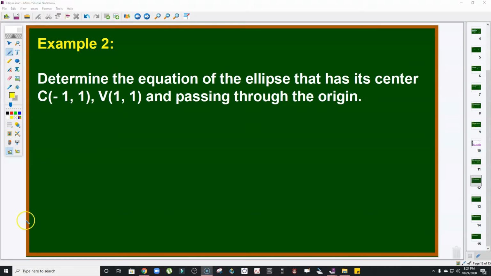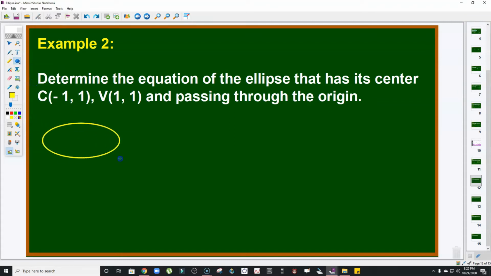Problem number 2. Determine the equation of the ellipse that has its center at point (-1, 1), one of its vertices at point (1, 1), and passing through the origin. The center is (-1, 1) and the vertex is (1, 1). Look, they have the same y, meaning horizontal major axis.